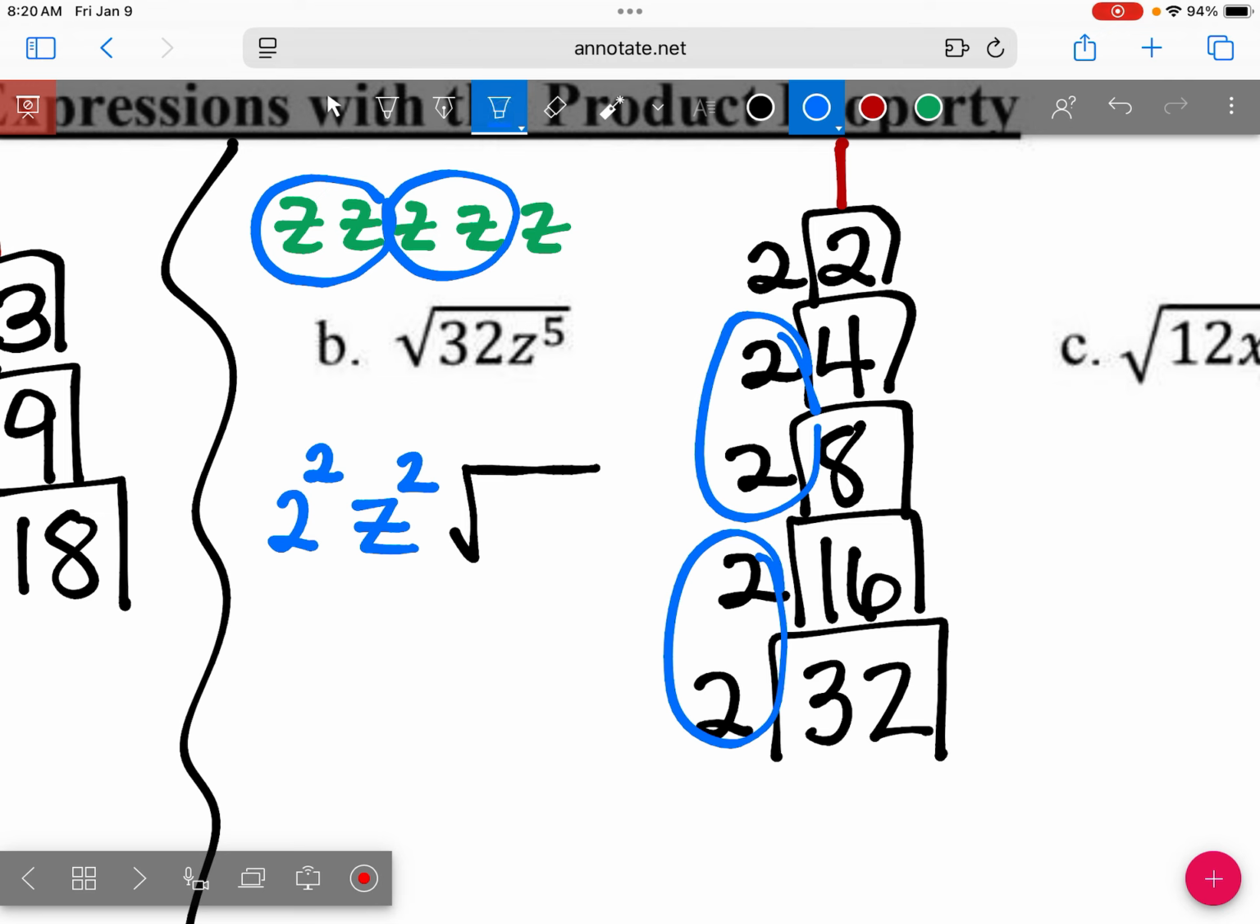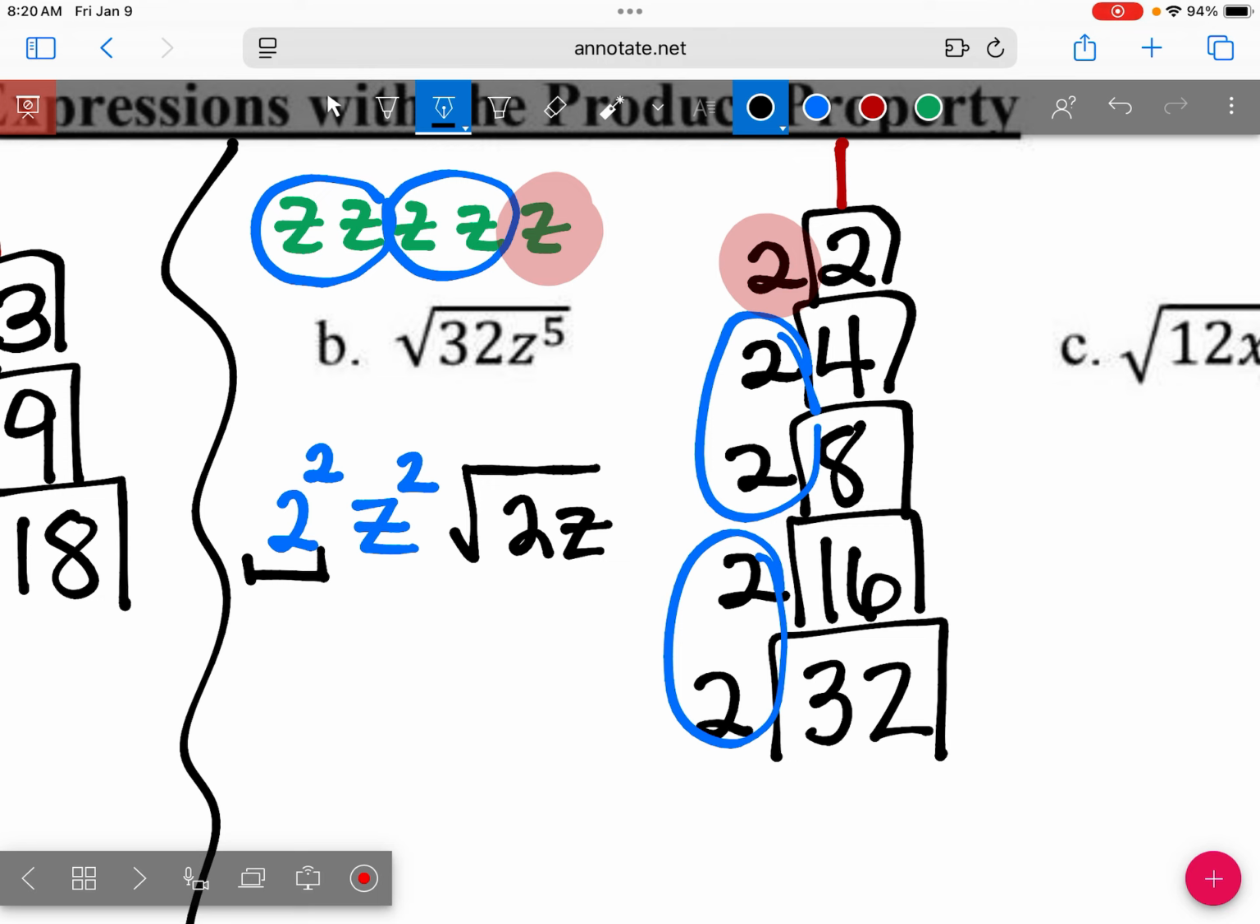And what has to stay under the roof is what didn't have a partner. So this 2 didn't have a partner, and a Z didn't have a partner. So keep those 2 under. Last thing we're going to do is simplify this. We don't leave numbers with exponents.